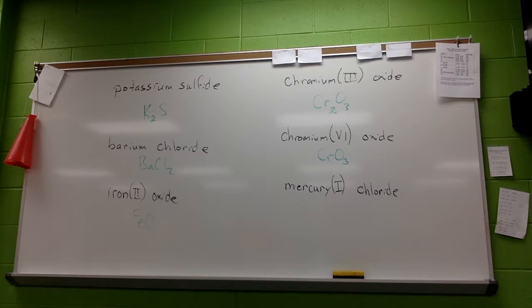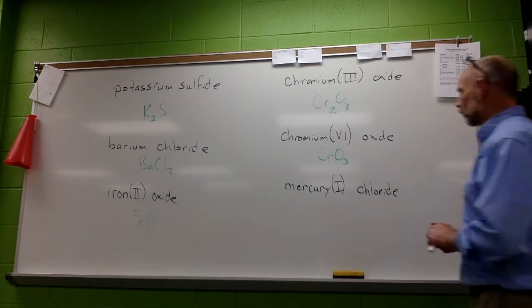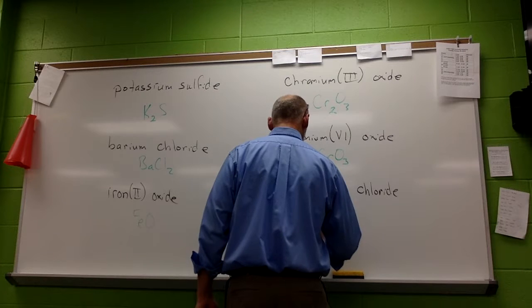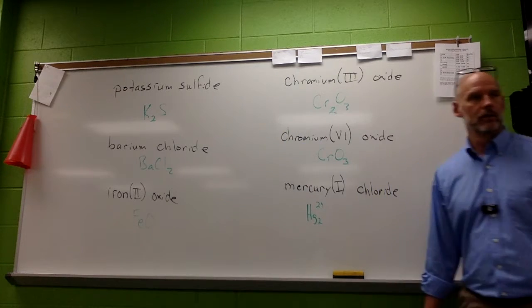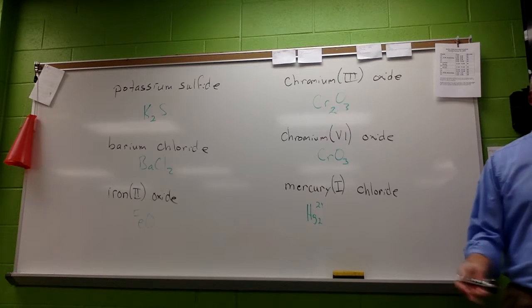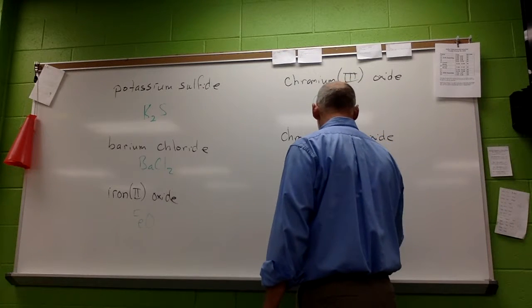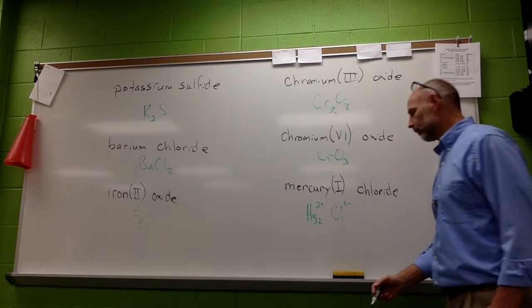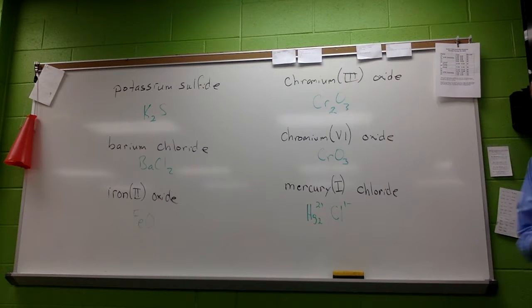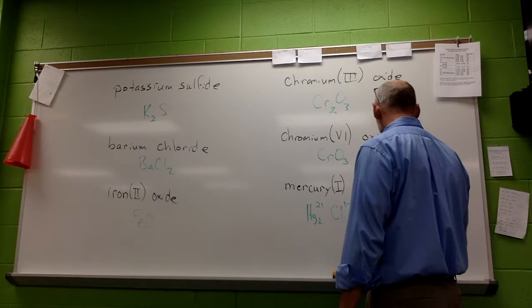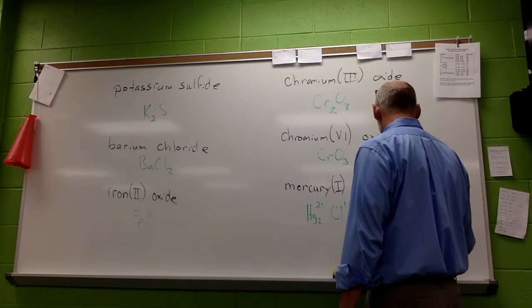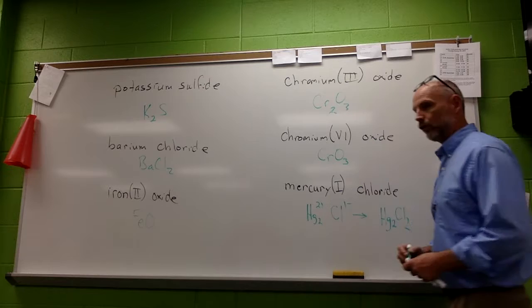It's like 1 divided by 2 and 2 divided by 3. We have a little bit of recollection going on. So, mercury 1 is the diatomic ion, meaning it has 2 atoms. Okay? Chloride, as we all know, is 1-. Okay, so to write the correct formula, you would have to write Hg2Cl2.